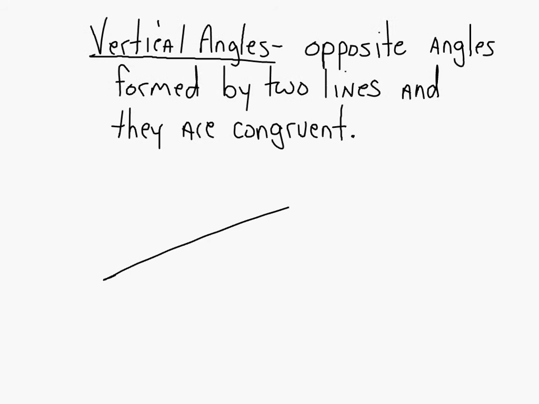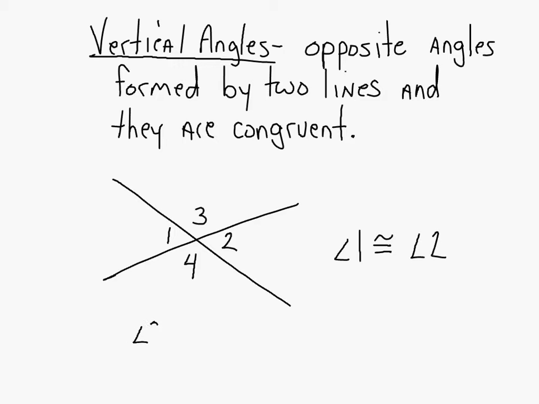So take two lines, crisscross them. Angle 1 is vertical to angle 2. Angle 1 is congruent to angle 2. They're vertical angles. Angle 3 is congruent to angle 4. Another pair of vertical angles.